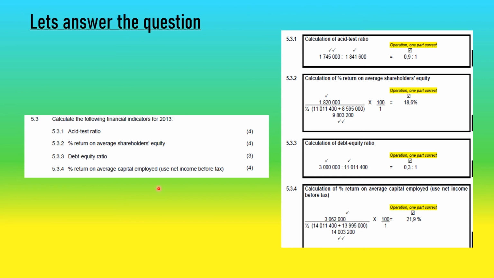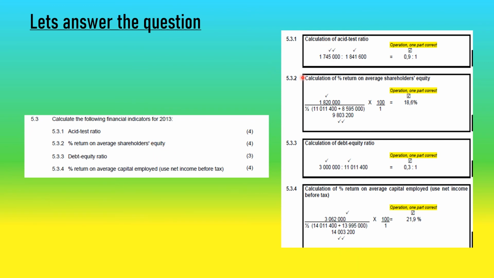Okay, so this is a very easy start to a question, because in this question, unlike other questions, you didn't have to determine what ratios you have to calculate. It tells you to calculate your asset test ratio, your percentage return on average shareholders equity, your equity ratio, and your percentage return on average capital employed. And here they even tell you to use your net income before tax. So I'm not going to go into much detail with this, because this is applying the formula we've just gone through.